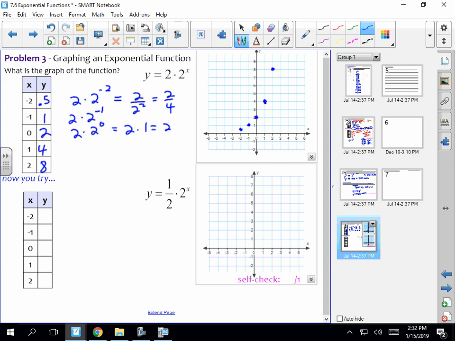And then you can connect it. Connect the dots. You should have a nice smooth curve. You could put arrows on the end. It doesn't actually touch the x-axis, but it gets really close to it. It's getting closer and closer to it. It does not touch it. I don't care how big of a negative number you plug in for x, it will not equal 0.